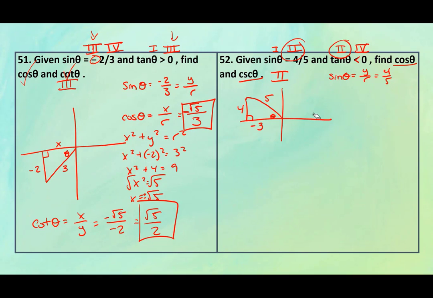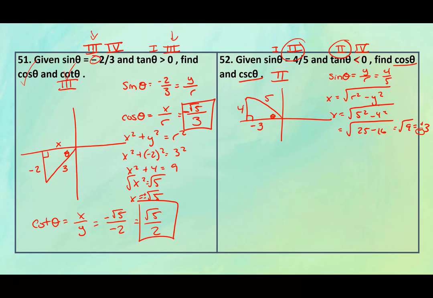Now, for people who are just not familiar with 3, 4, 5 triangles, you could have also used the formula x equals the square root of r squared minus y squared, which is 5 squared minus 4 squared. That would have been 25 minus 16, which would have been the square root of 9, which would have been plus or minus 3. And then because it's in the second quadrant, it would have been negative. So again, you could use the Pythagorean theorem. You could use special right triangles, whatever you need to do to get to the answer.